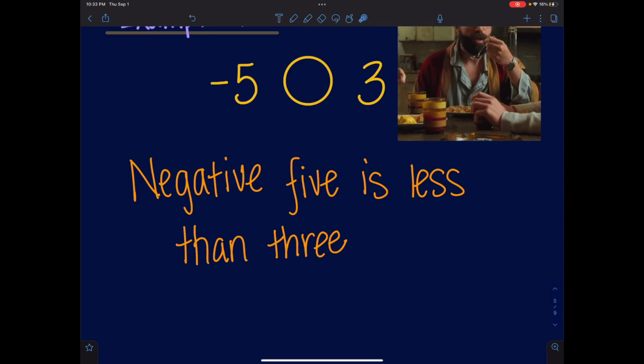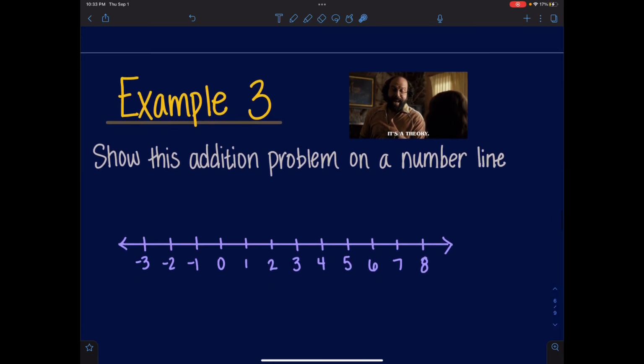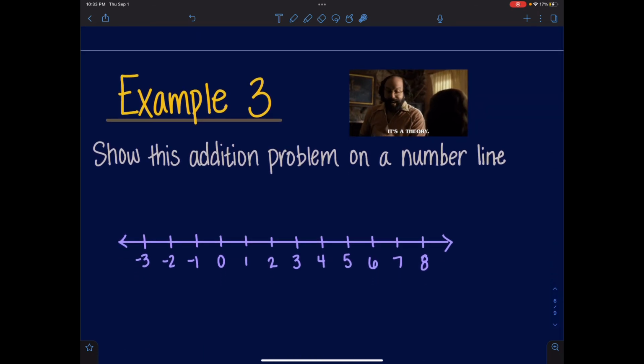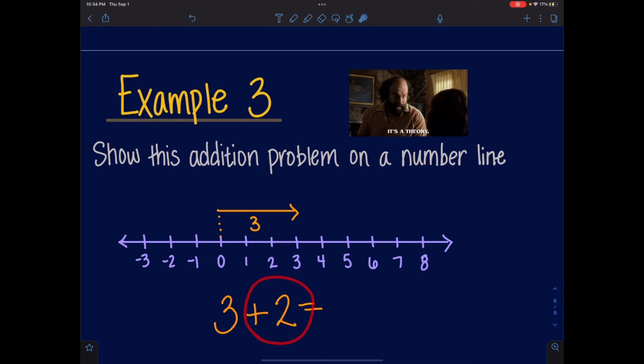All right, you can also use a number line to add and subtract. And example 3 is going to show us how to do that. So they want us to show this addition problem on a number line. And the addition problem is a super easy one, just to make the point, and it's 3 plus 2 equals, well, it just gives you that. Okay, so let's go up from 0. We're going to start at the origin, always start at 0. And then we're going to draw an arrow 3 units long. So 1, 2, 3. So that is 3. Now it wants us to do the rest of the equation, which is +2.